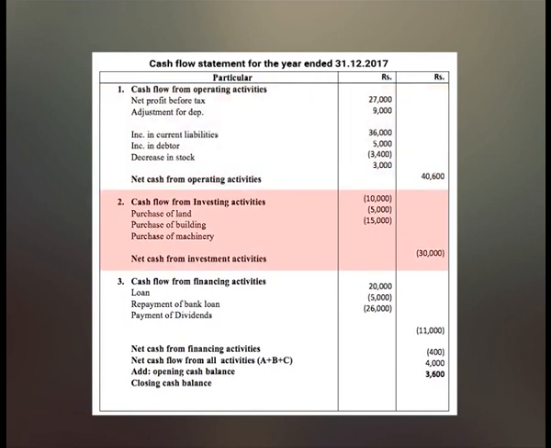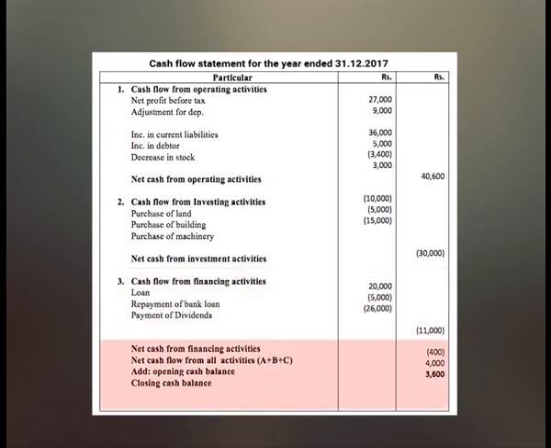Second is cash flow from investing activities. Under this, we are given purchase of land, which is minus 10,000, purchase of building minus 5,000, purchase of machinery minus 15,000. So, net cash from investing activities is minus 30,000. Then we have cash flow from financing activities, which includes loan of rupees 20,000, then repayment of bank loan minus 5,000, then payment of dividends minus 26,000. So, thus net cash from financing activities is equal to rupees minus 11,000.